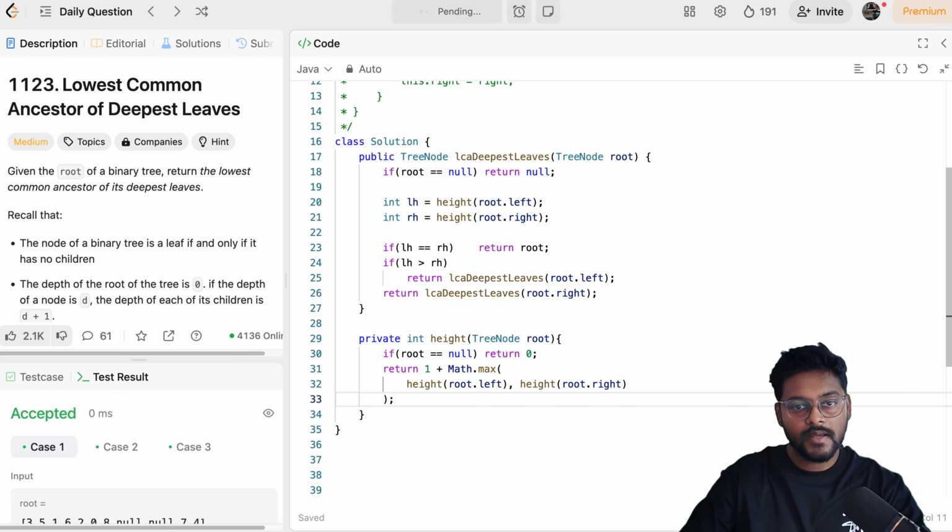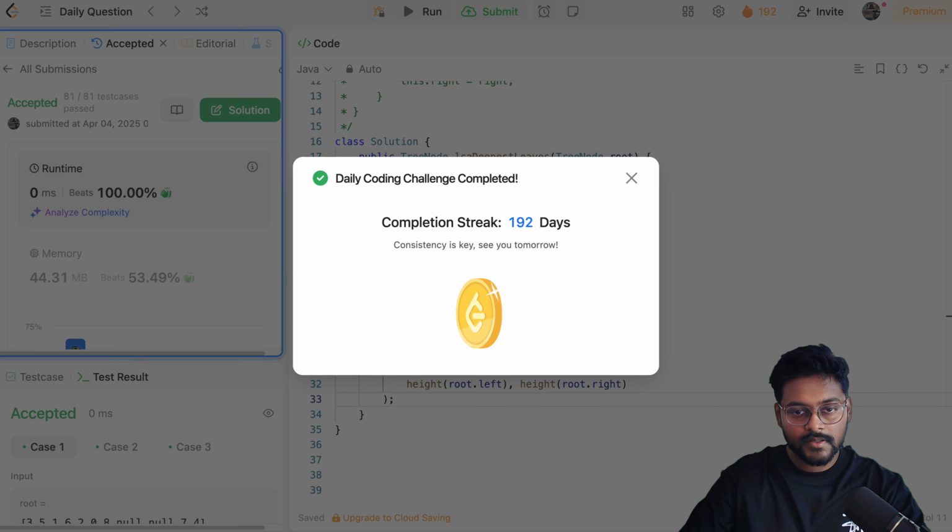Sample test cases are passed. I'm submitting the problem. It's submitted successfully and 100% faster. I hope you understood the approach.